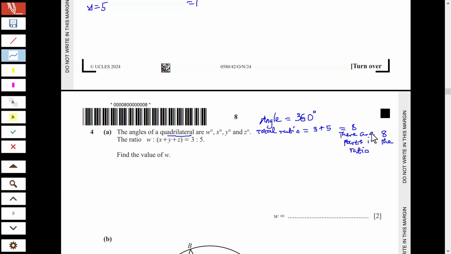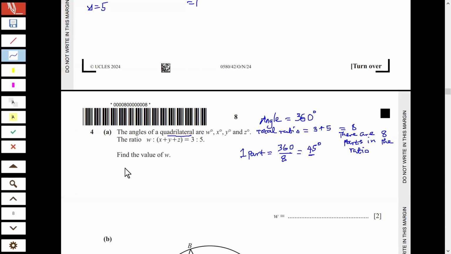Now, if there are 8 parts in the ratio, we can actually find the value of one part. So one part can be found by dividing 360 by 8. If you divide 360 by 8, you should get 45 degrees. So 45 degrees is for one part.